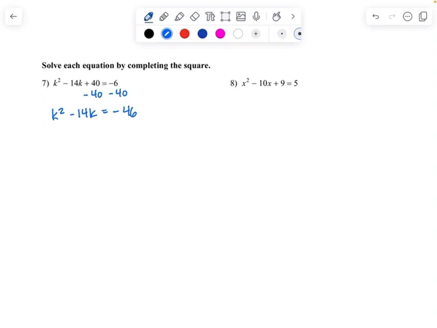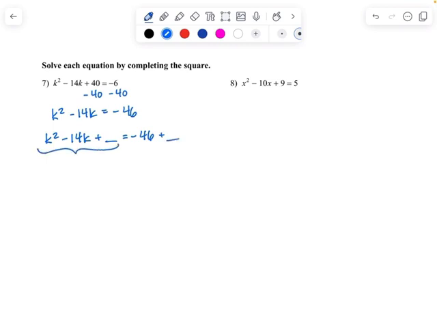Now, completing the square requires a trinomial on the left-hand side, which means I'm going to add a blank space as a new constant to the left-hand side. Since I can't add something to one side of the equation and not do it to the other without keeping the equation balanced, I must also add that blank to the right-hand side.